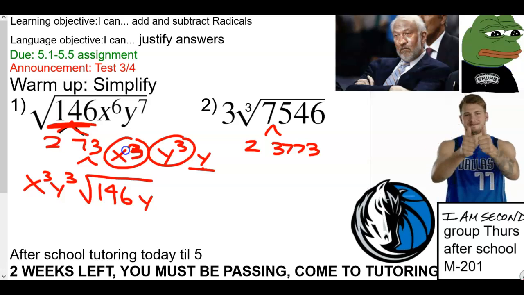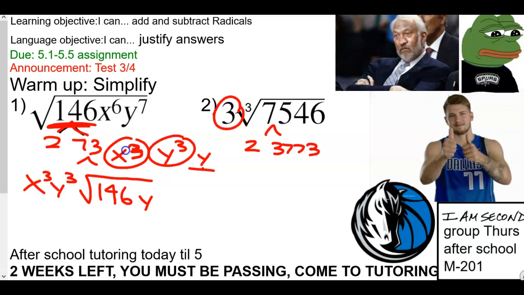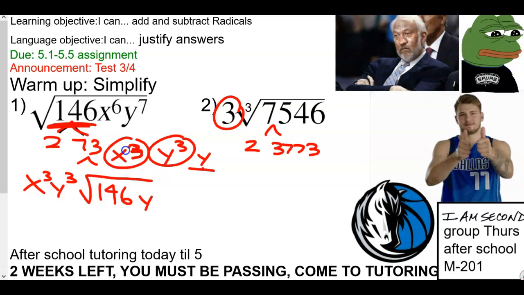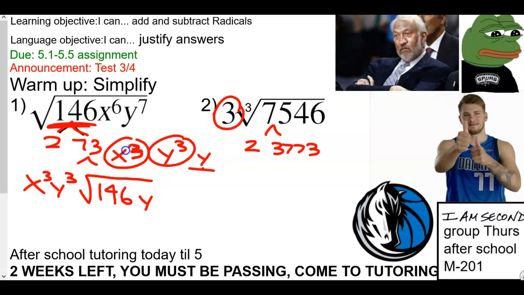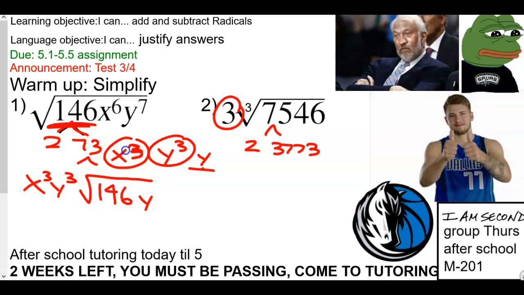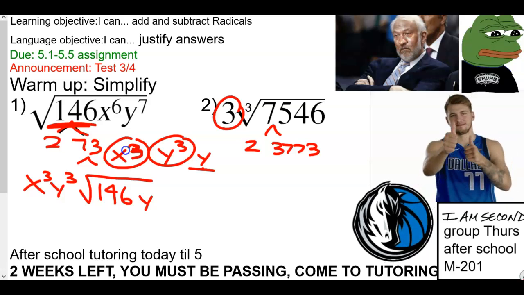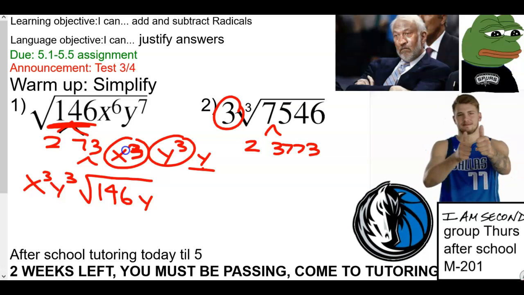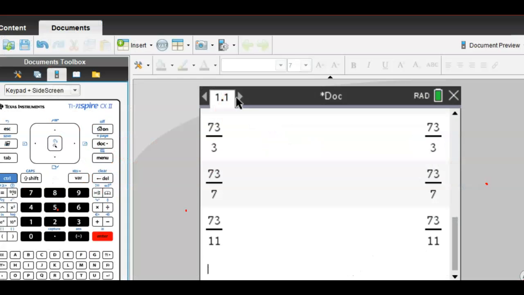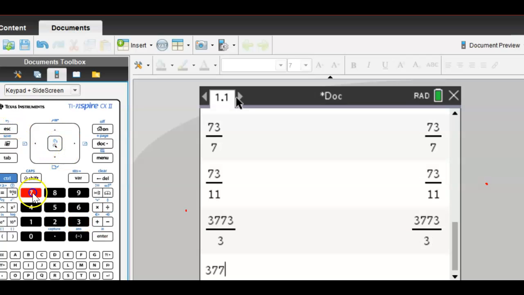Let's do this. I'm going to circle this 3 outside because it's already there. It's kind of like a pair that already went out. Okay, now let's break down 3773. What do you think goes into that? We always try 2. Well, it's not even. Let's try 3. Does 3 go into 3,773? Do you know? 3 doesn't. What about 5? It won't because it doesn't end in a 5 or a 0.